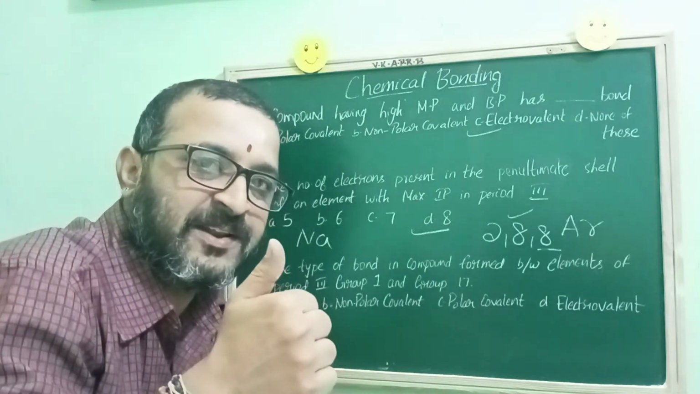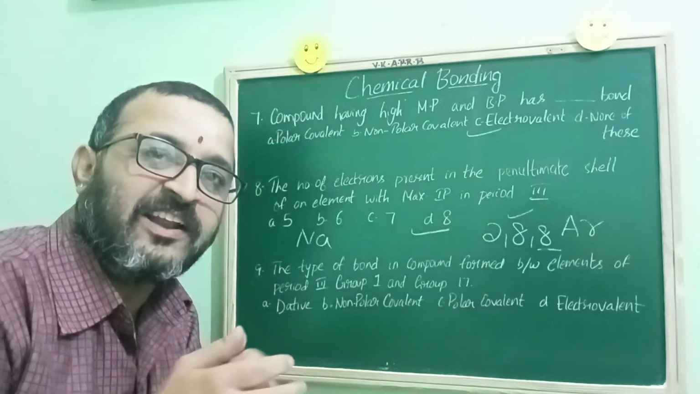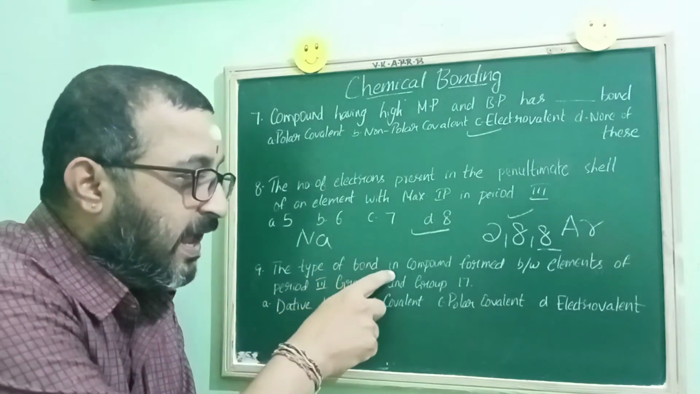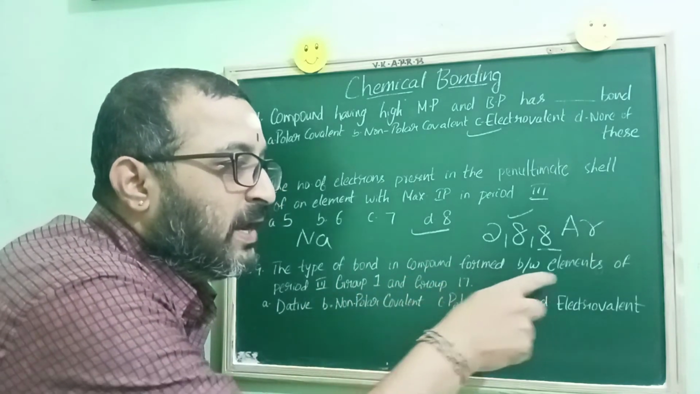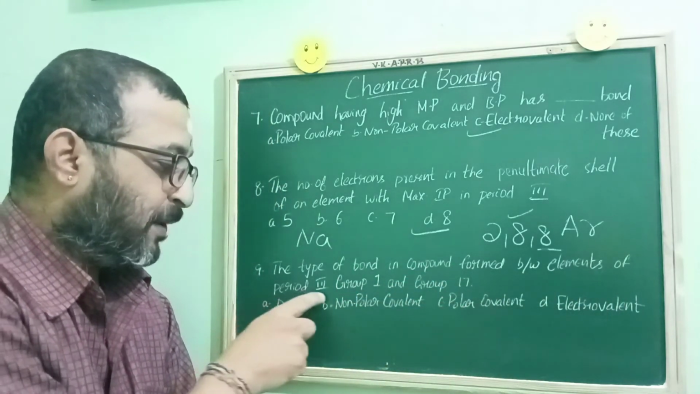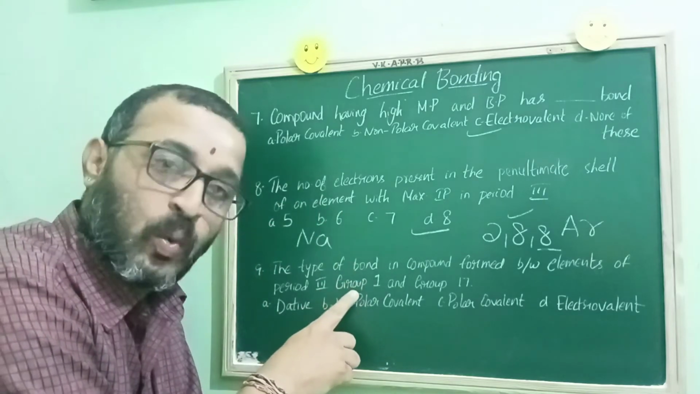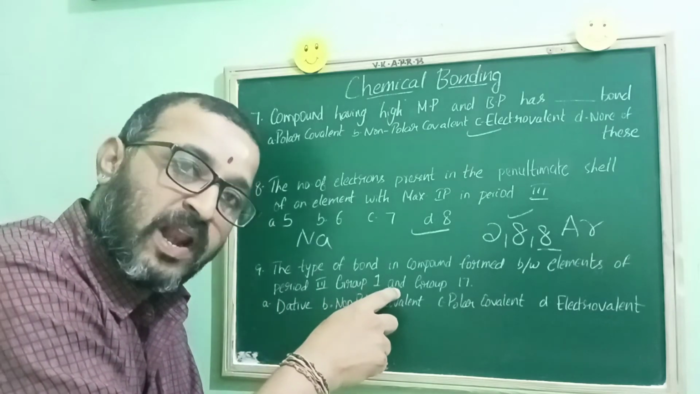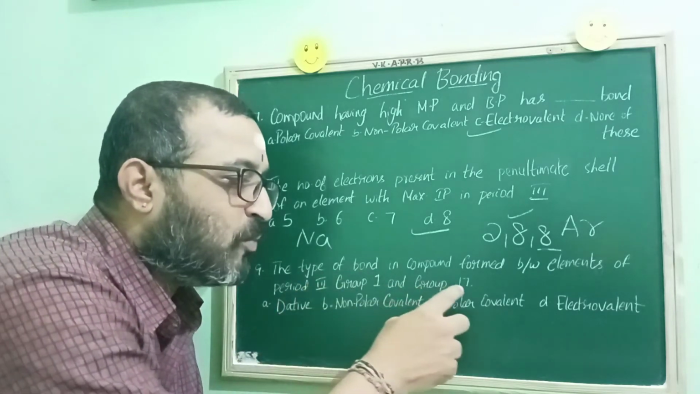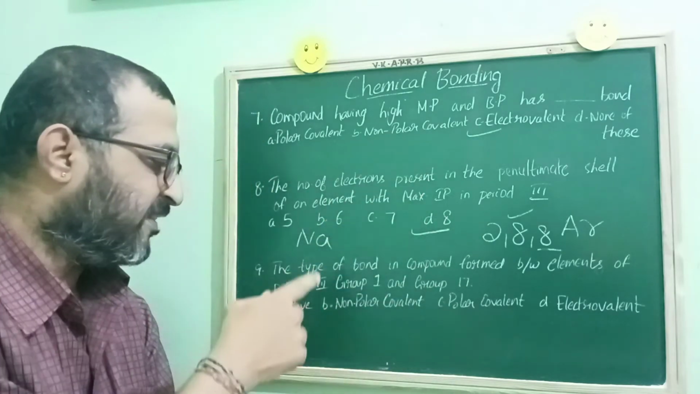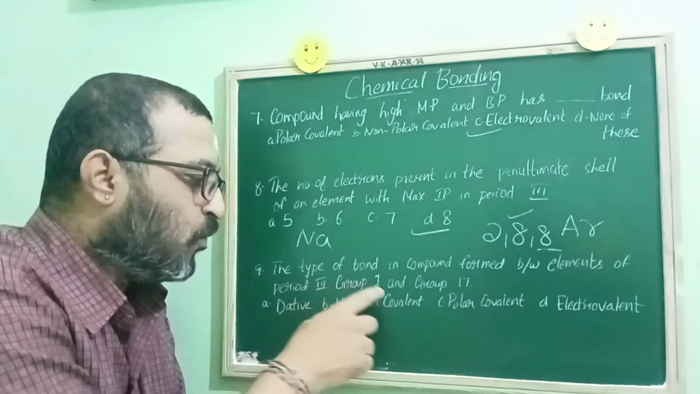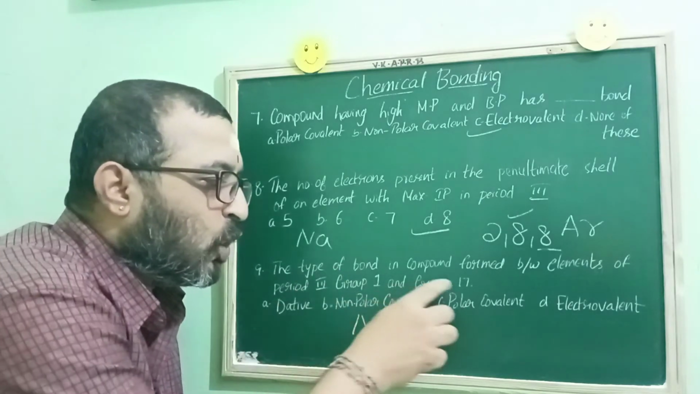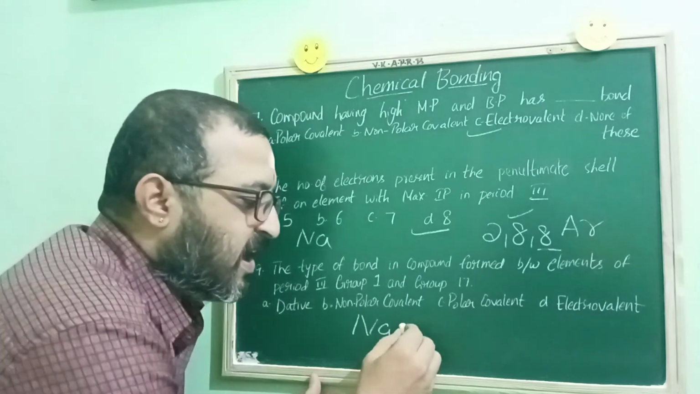Is it clear, children? Okay, children, let us proceed with question number 9. The type of bond in compound formed between elements of period 3 and group 1. Okay, that element belongs to period 3, group 1, and one more element also belongs to the same period, but it is group what, children? 17. Now common sense says that group 1 period 3, which element is that? Sodium. Okay, group 17 period 3, which one is that?